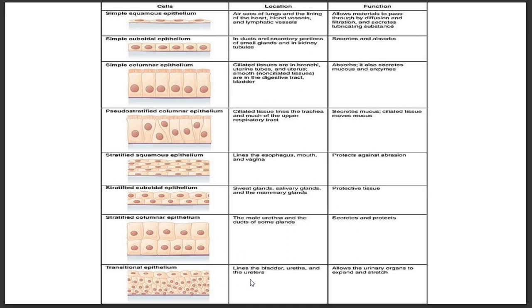So this one is found on the lining of the bladder, on the urethra, and also the ureters. The urethra is a stratified columnar. But when we're talking about the ureters, which come from the kidneys and connect to the bladder itself, that is going to be transitional epithelium. They get to change like that.